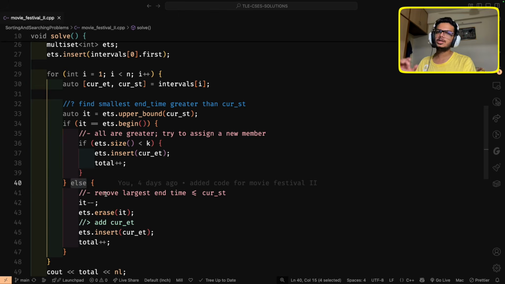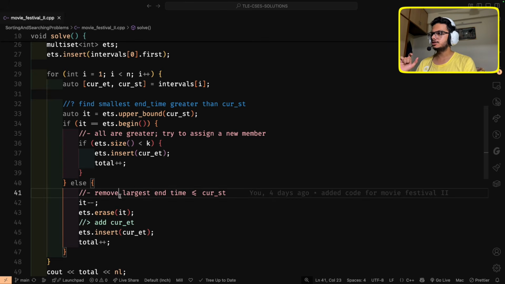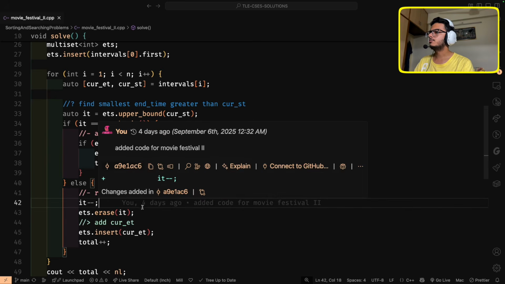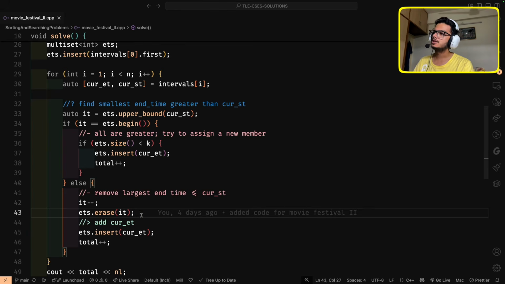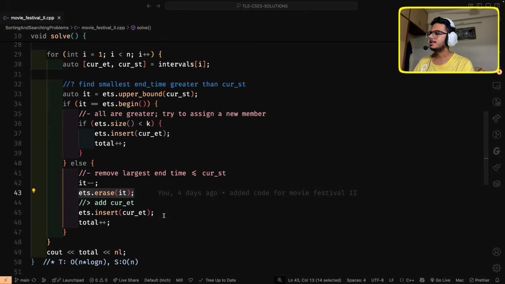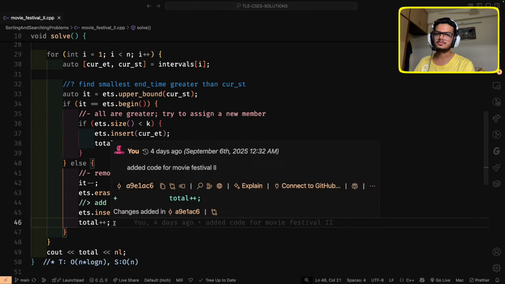Else, where there is some person whose end time is less than or equal to the current guy's start time, in this case we are just going to remove the largest end time less than or equal to current start time. In other words, closest to the current guy's start. So how do you find that? You just find one past the current start, right, and go one step back. So we do minus minus from upper bound. This will point to the largest end time less than or equal to current start time, and we can erase this and add current end time and total plus plus, right?